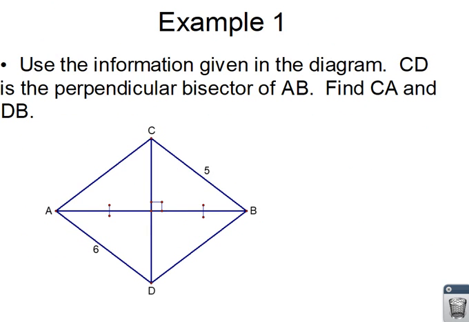Alright, so the first example, this segment CD is a perpendicular bisector because it's in the middle, because both sides are equal, and it makes a 90-degree angle. So it's a perpendicular bisector. So if there's a point that is on the perpendicular bisector, like the theorem said, then it is equidistant from both endpoints of the segment. So that means CA is the same as CB. And that means the same thing for D over here, right? These are equal. So DA is the same as DB.